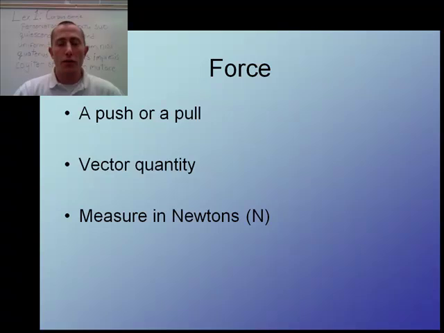The Newton is named after Sir Isaac Newton, who developed the 3 laws of motion that we're going to talk about as we get through this unit. A Newton is actually a derived unit that is made up of a couple fundamental units, being kilograms times meters per second squared. Now, based on the units, you may get some idea of how we calculate force.